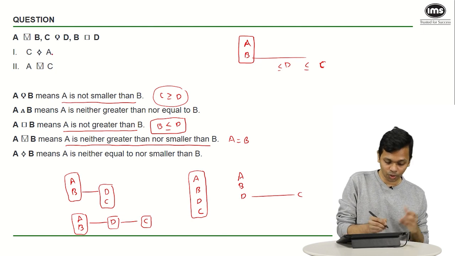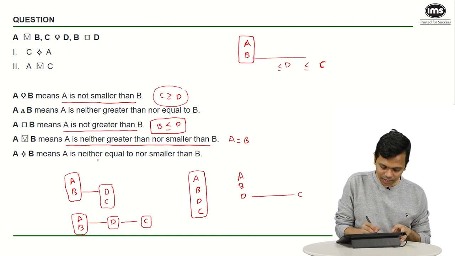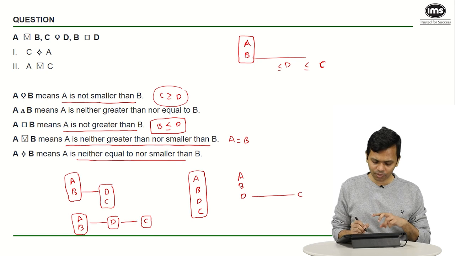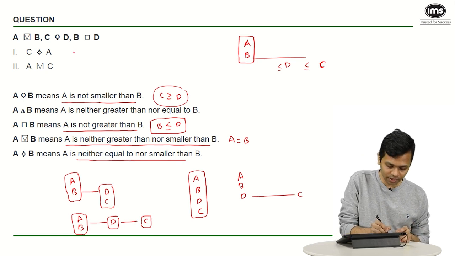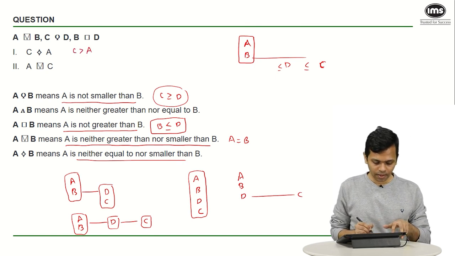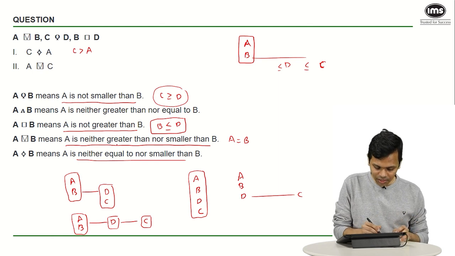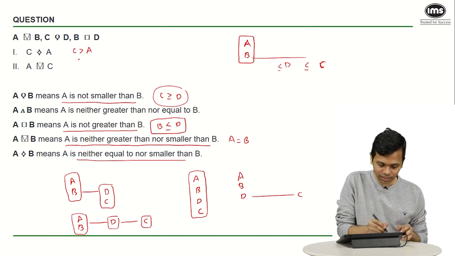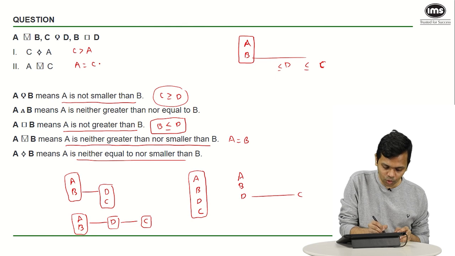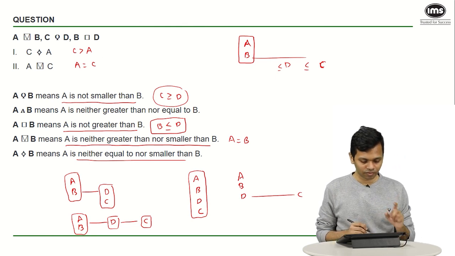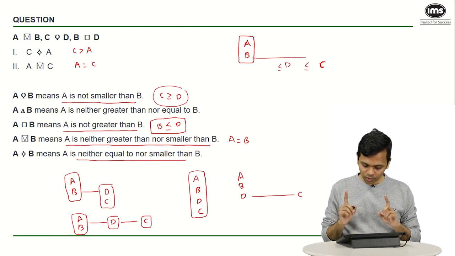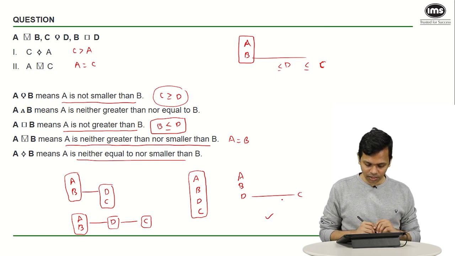Let's look at our conclusions or possible conclusions. C diamond A, neither equal to nor smaller, meaning greater. Then A and whatever that symbol is, it says neither greater than nor smaller, which is equal. So now I have two possibilities that they have given. Firstly, C greater than A. Now you will see that C greater than A is possible here.